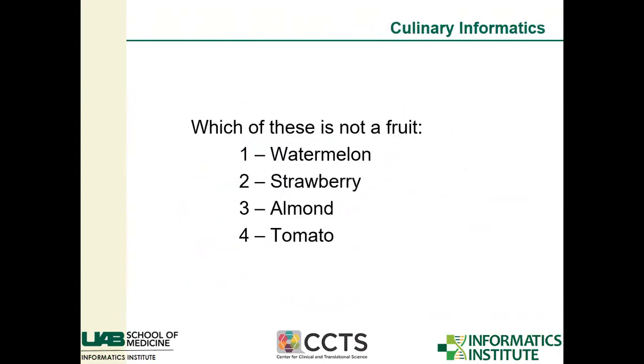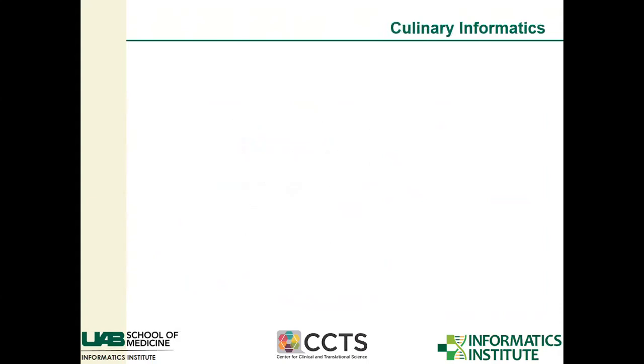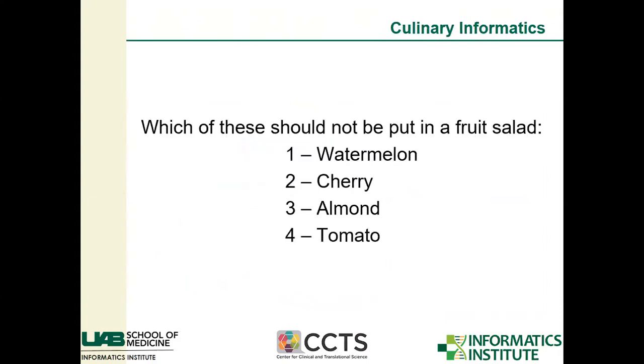So we used the example culinary informatics. I'm not sure where Dr. Cimino came up with this example, but it works, and I understand it because I can understand what fruit salad is. So we'll go with that. So which of these is not a fruit? I'm going to need some response from the audience. Almond. An almond is not a fruit. So which ones of these would not go in a fruit salad? A tomato, clearly a fruit, but would not go in fruit salad.